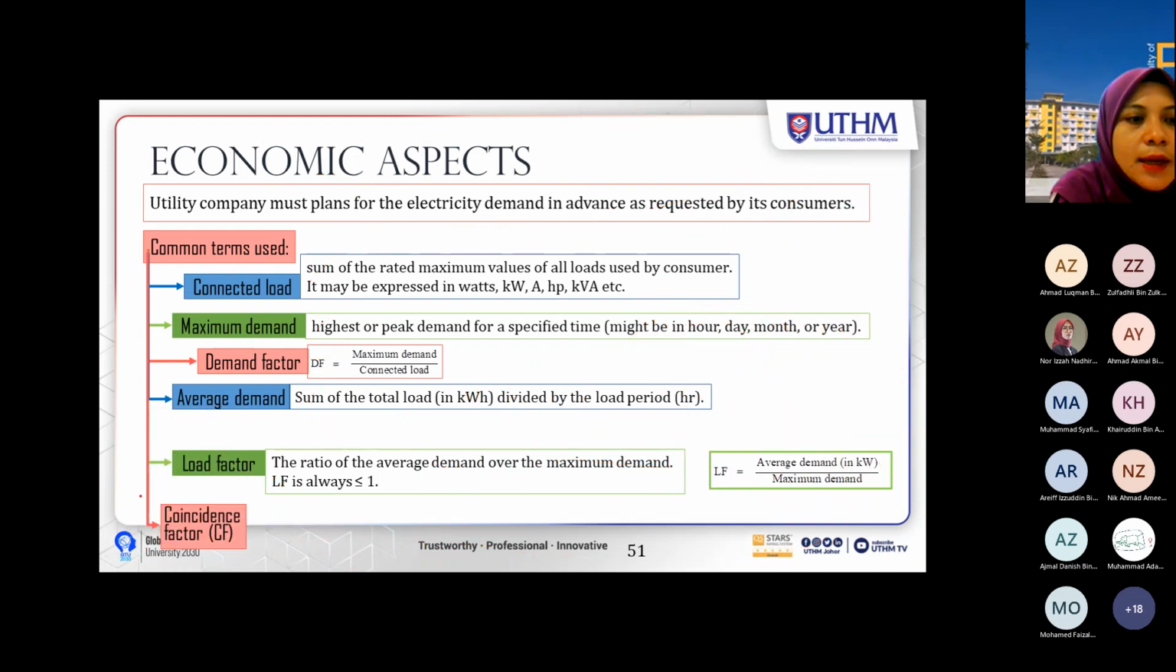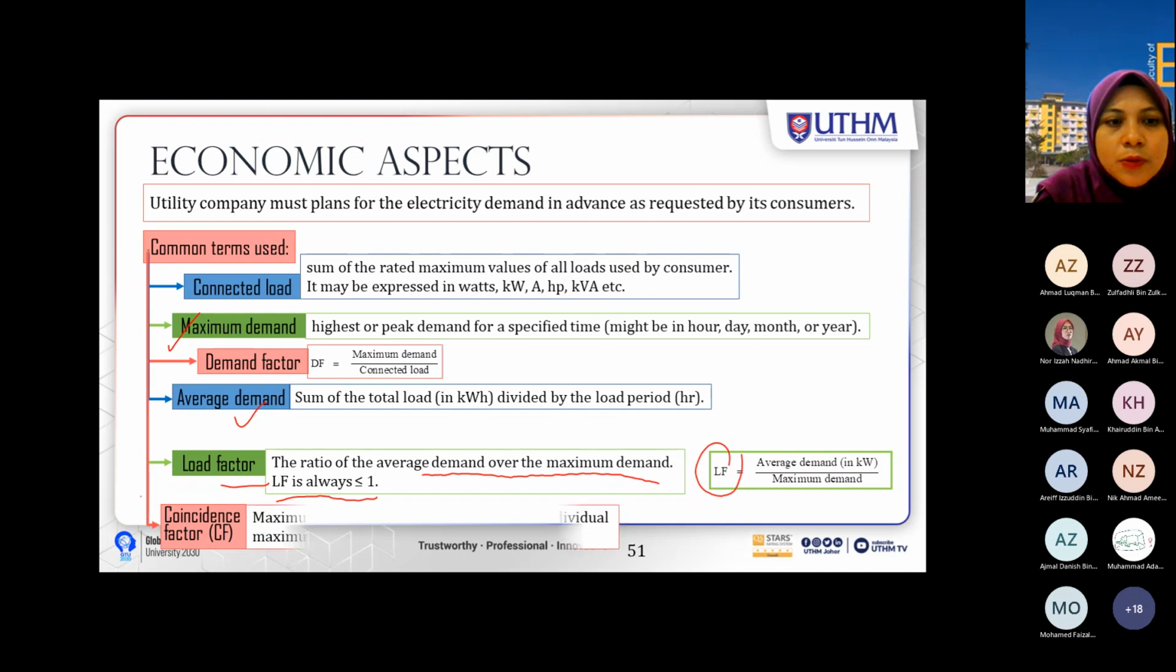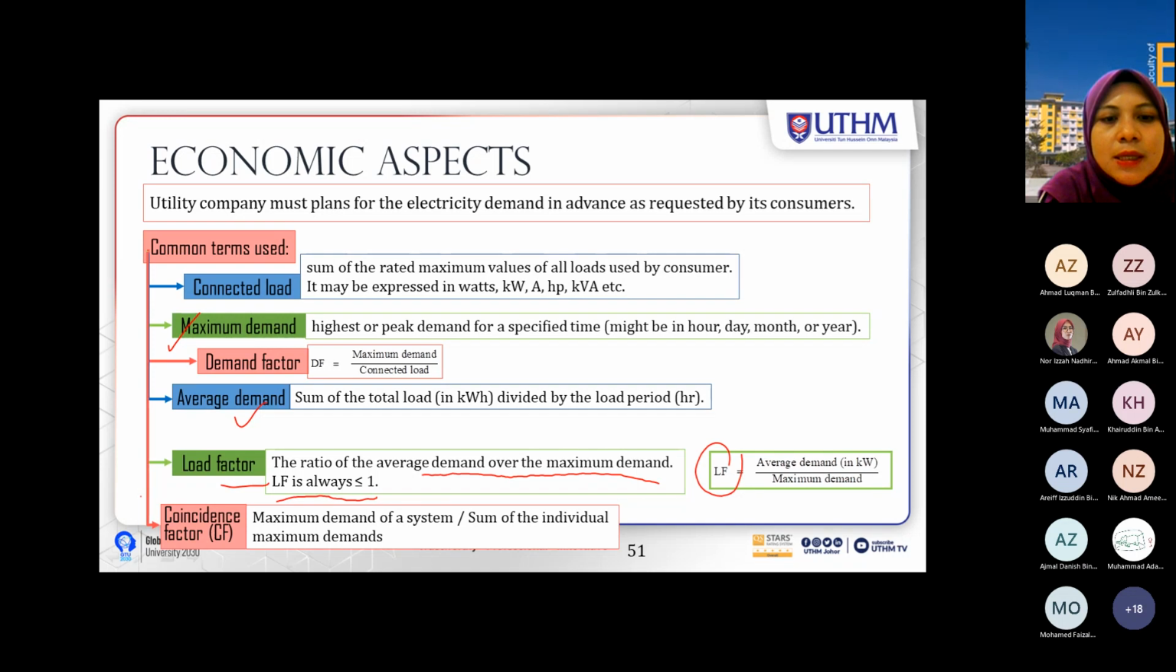Right. Okay, and then kita ada load factor, the ratio of the average demand over the maximum demand. So load factor is always less than 1. Kan, load factor, rumus dia average demand, you divide by the maximum demand, you akan dapat the load factor. Alright, and then this one is the coincident factor. So coincident factor is the maximum demand of a system divide by the sum of the maximum demand. Ini macam saya terangkan tadi lah.